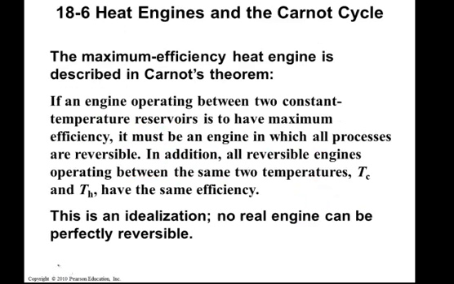A maximum efficiency heat engine is one that's reversible, and they are operating between the same two temperatures in order to have the same efficiency. So we can have two engines, they're both reversible. As long as they operate at the same two temperature environments, they're going to have the same efficiency. Now this is an ideal heat engine. No real engines are going to be completely reversible, meaning we can't take them back to the same set of conditions.